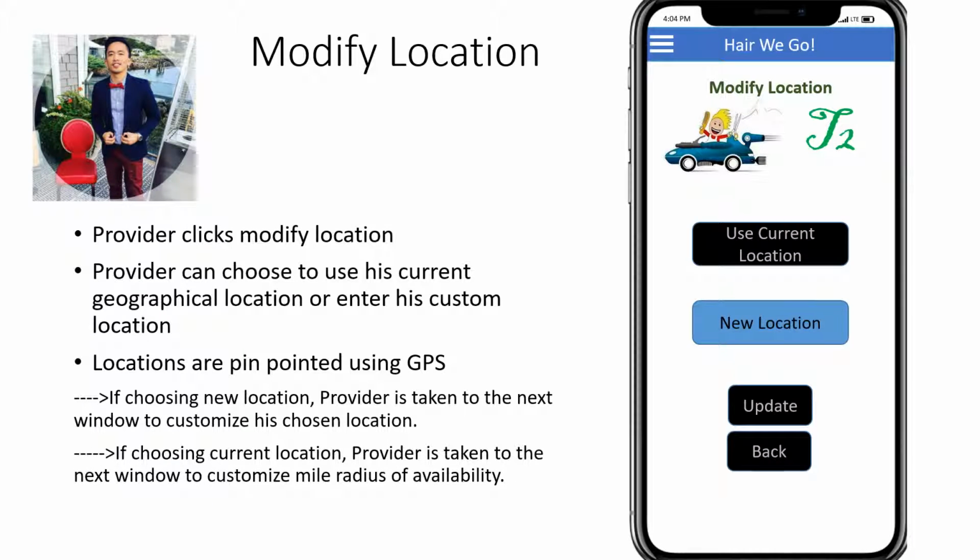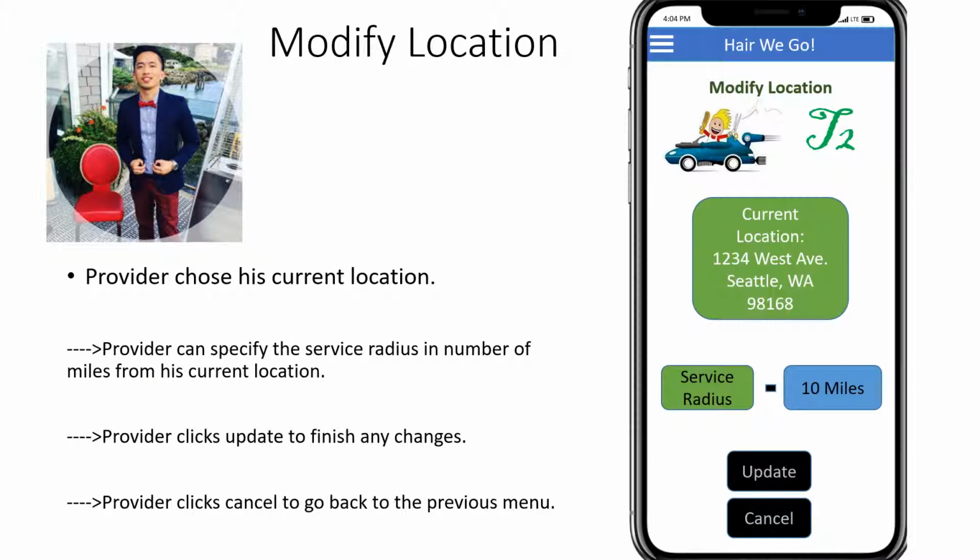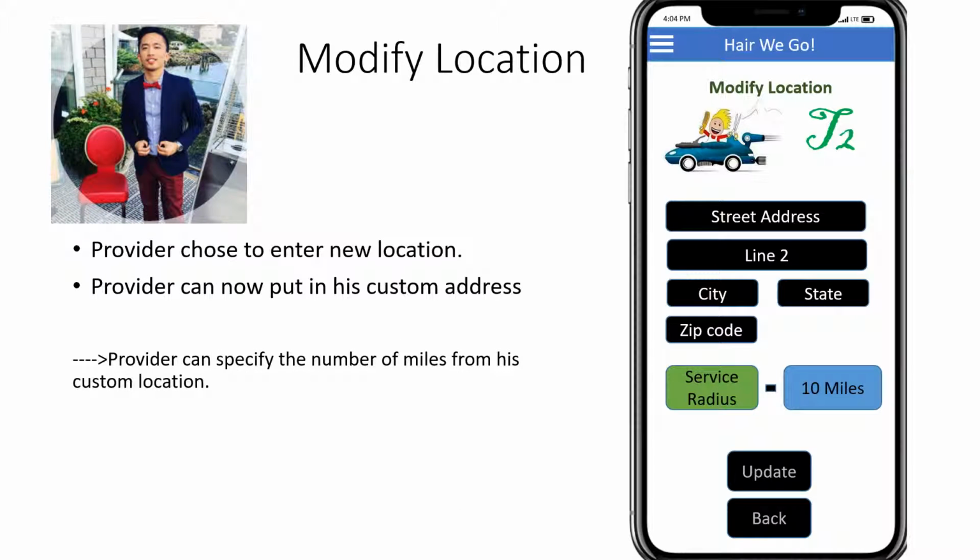Once they're done modifying time, here the provider can now customize their location's availability. If current location is selected, your mobile's GPS will be used to pinpoint the provider's location. Alternatively, a custom location can be entered using their street address, city, state, and zip code.